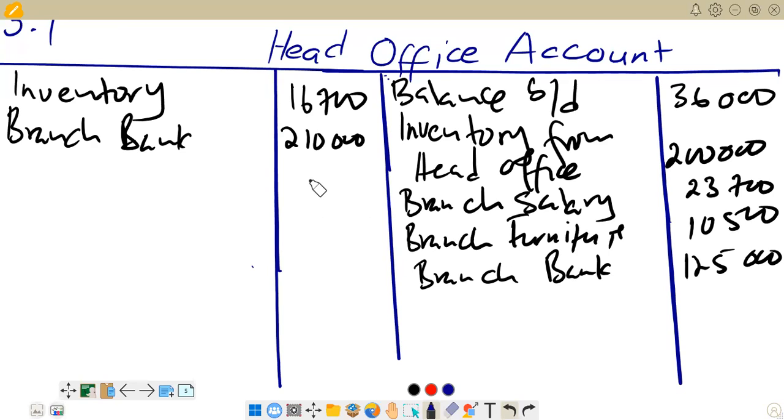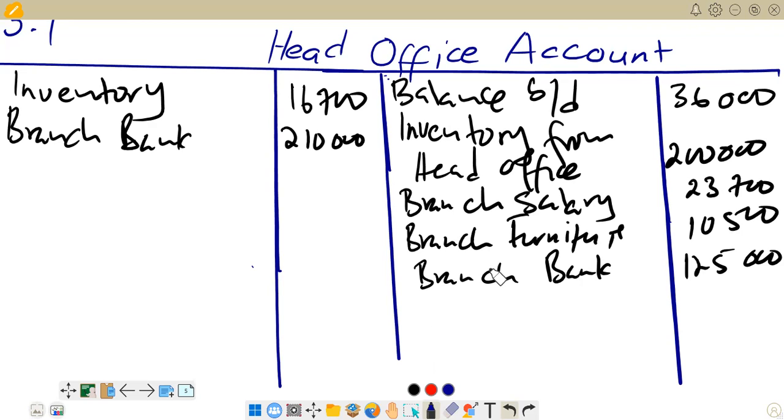So we are now starting to balance the head office account. So we come again, we do the same procedure. We add the total of the debit to put it aside. We add the total of the credit to put it aside. Then you compare which total is greater. The total that is greater will come in between the double lines on both sides, and then the difference between the two totals will come on the side with the smaller total as the balance CD. So this is what we have.